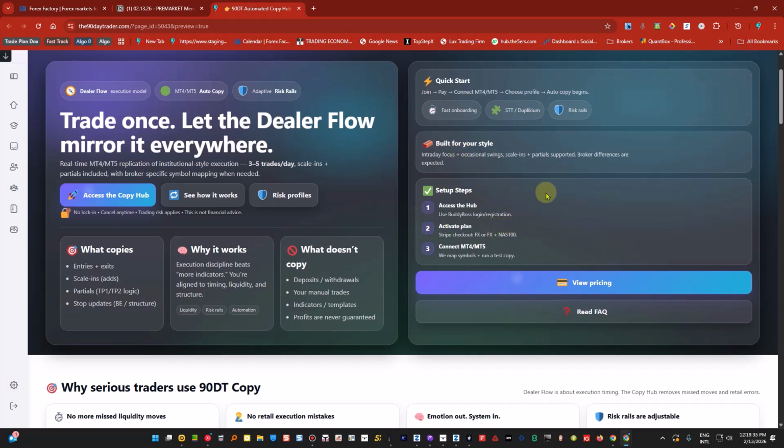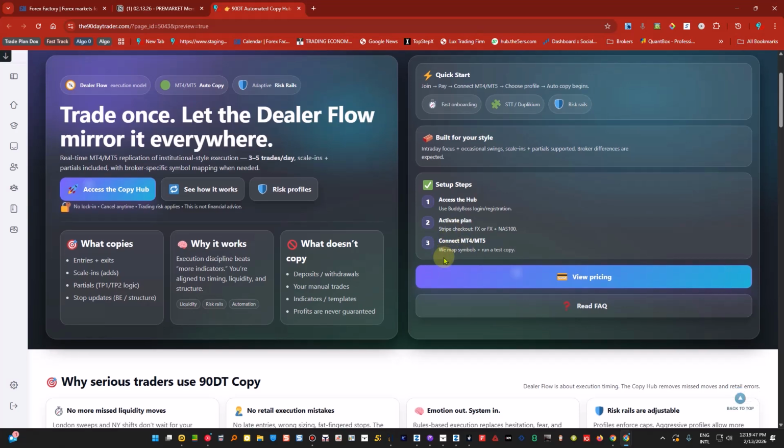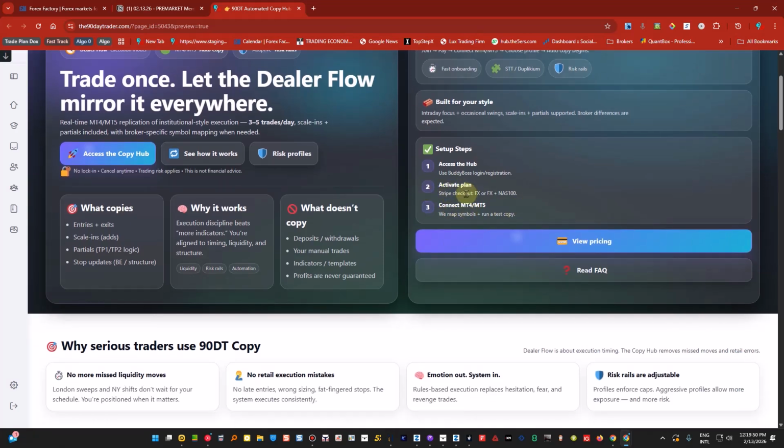But basically, you use the built-in access portal on the 90-Day Trader website for your login, of course, and registering for the Copy Hub. Then you activate the type of plan that you want. If you just want Forex or you want Forex and NASDAQ, and then you would connect your account inside of the social trader in the cloud. We do all of this for you, and we make sure that your symbols, your instruments, are accurately mapped according to your broker. All right.